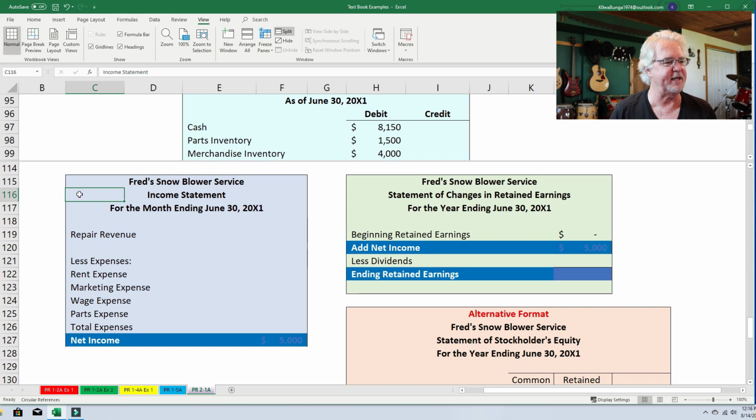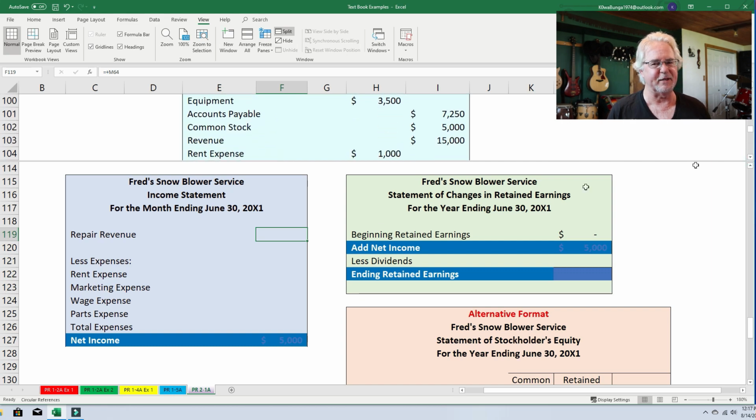So what goes on the income statement? Well, money coming in from doing your job and money going out from doing your job. The income statement is all about doing your job. So repair revenue. Revenue is money coming in from doing your job. And there it is on our trial balance, $15,000. So all you do is take the $15,000 and you simply drop it right down there.